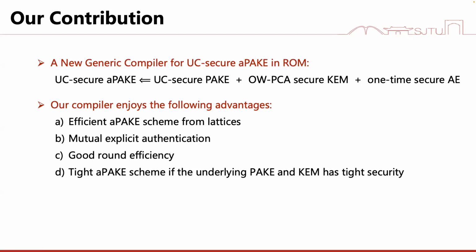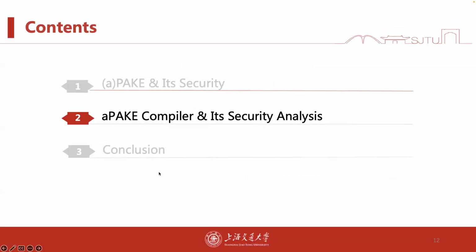Our compiler also has good round efficiency. If the last message of the underlying PAKE is from server to client, then the APAKE from our compiler only requires one additional round message from client to server. And finally, our compiler is tightness preserving. If the underlying PAKE and CAM have tight security, then the APAKE scheme also has tight security. Now I will show our APAKE compiler and give a brief security analysis.